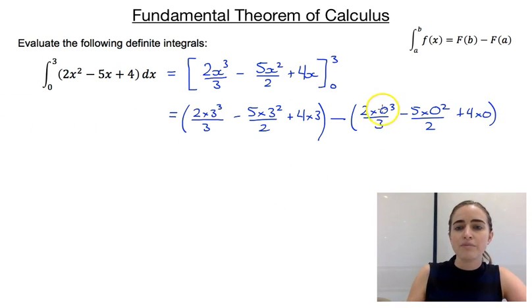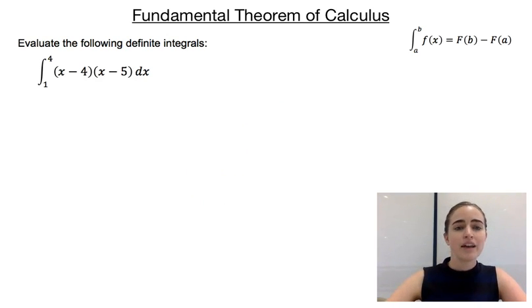Now that whole thing, because every term has a times 0 in there, actually just becomes a 0. But we'll go through and evaluate this one, and if you pop all of that in your calculator, you're going to get 7.5, or you could write it as 15 over 2. Our third example has bounds 1 to 4, and our function is (x minus 4)(x minus 5).